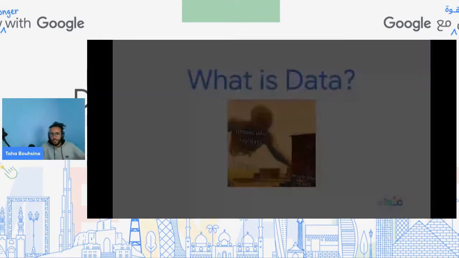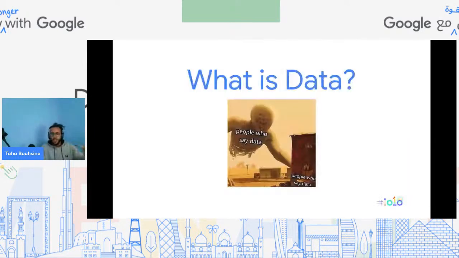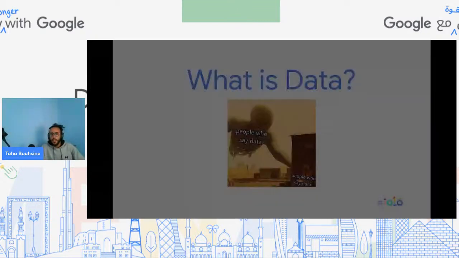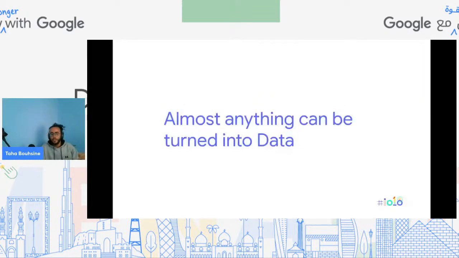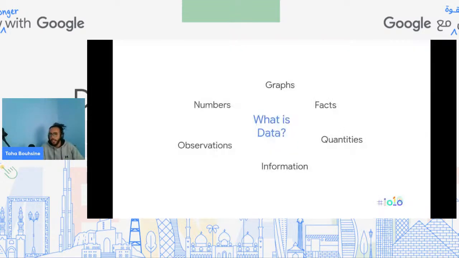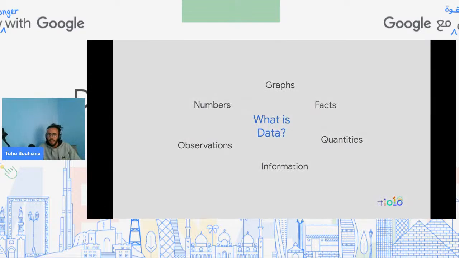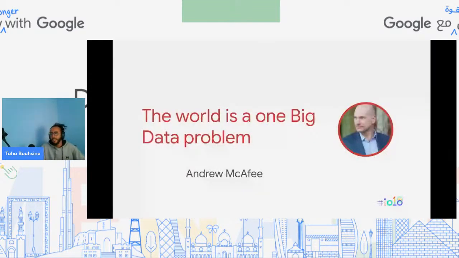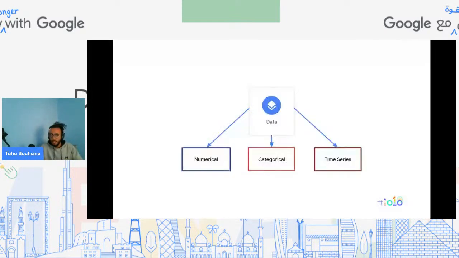So you've heard me many times talking about data, and here is a quick definition before continuing. You might ask what data is, and what you think about when you hear the word data. One thing for sure is that almost anything can be turned into data, be it numbers, graphs, facts, or quantities. Anything, as long as it exists, you can represent with data. As Andrew McAfee once said, the world is one big data problem, which means that anything can be turned into data. Generally, there are 3 types of data: numerical data, categorical data, and time series.